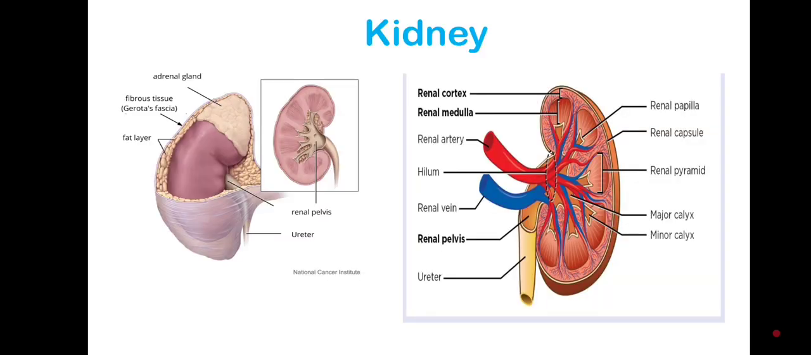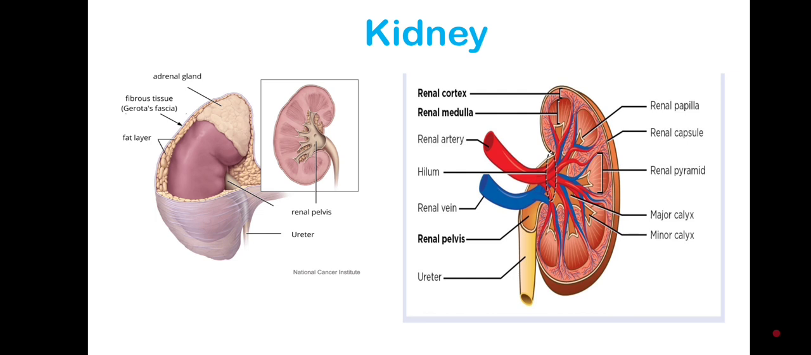This is responsible for filtration and for the initial stage of urine formation. The renal cortex appears reddish brown due to the rich blood supply.